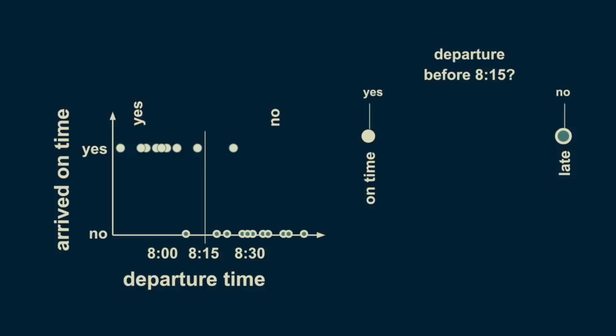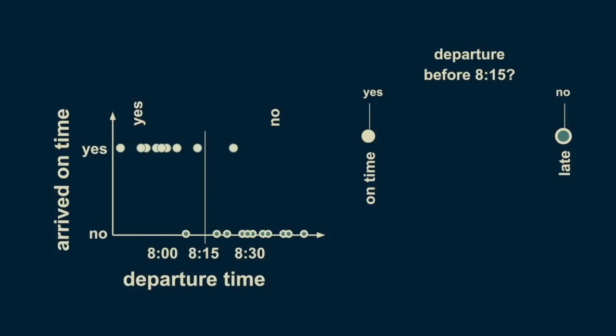The very first branching point is the question, did departure occur before 8:15? There are two branches, a yes and a no. For consistency, we'll keep all of our yeses on the left. Placing this decision boundary divides the data up into two groups. And although there are some stragglers and exceptions, the overall pattern is captured by placing this decision boundary at 8:15.